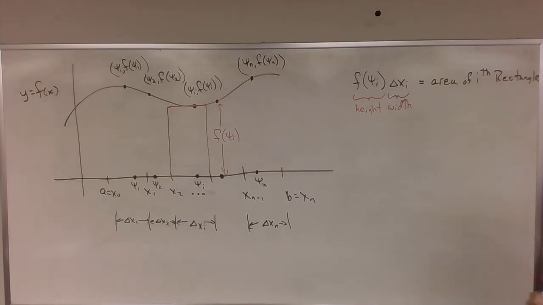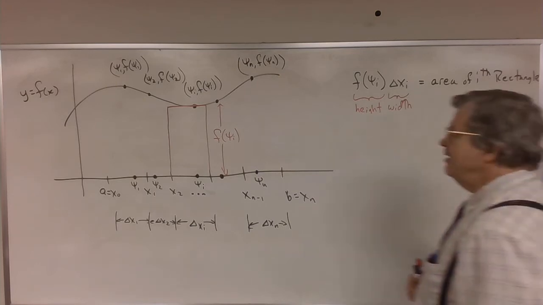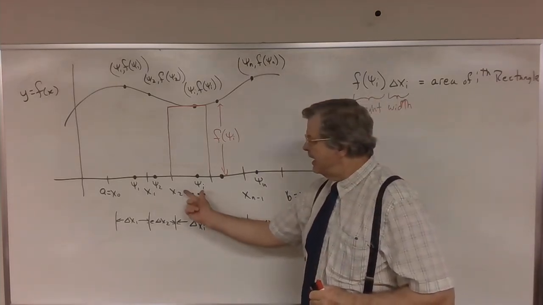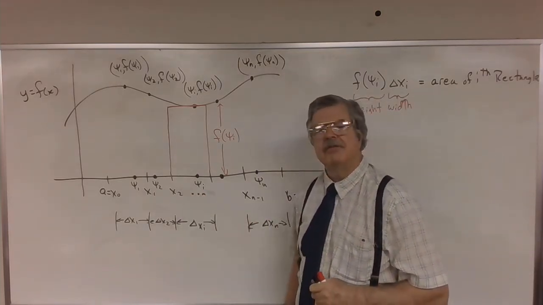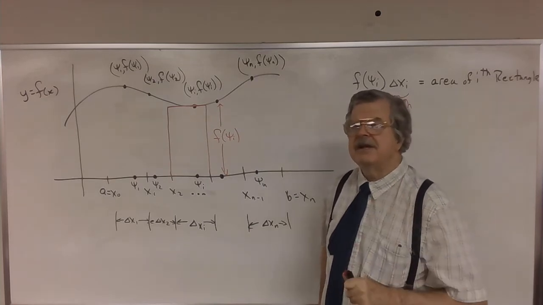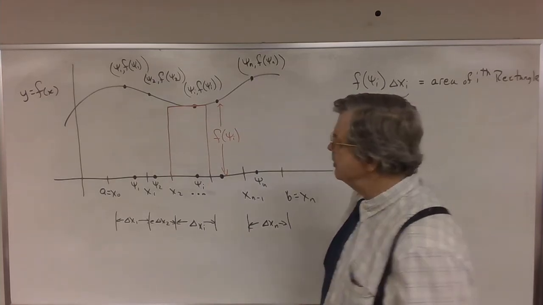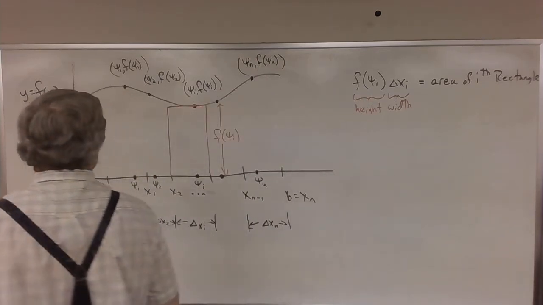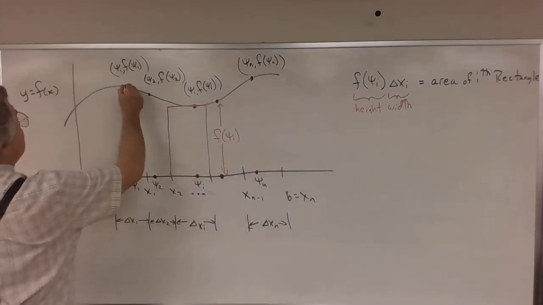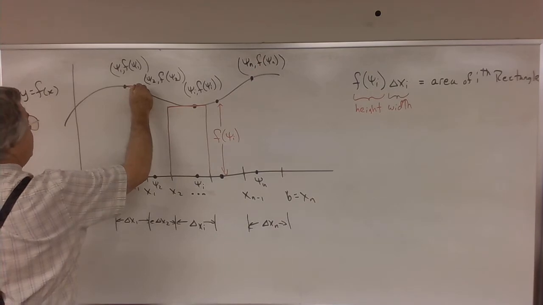Now guess what? If we constructed a rectangle over the ith subinterval, we're probably going to construct a rectangle over all the other subintervals too. If that's what you're thinking, you're right. So here's another rectangle.